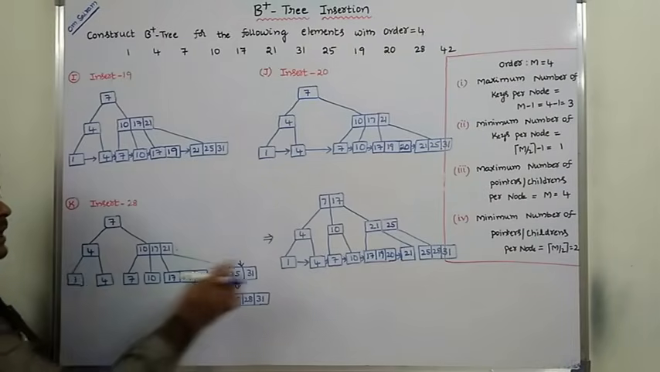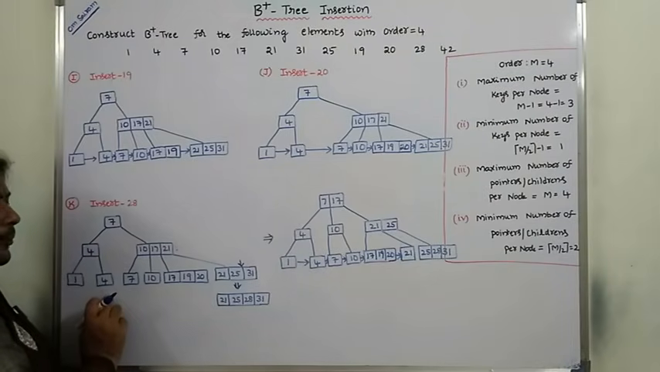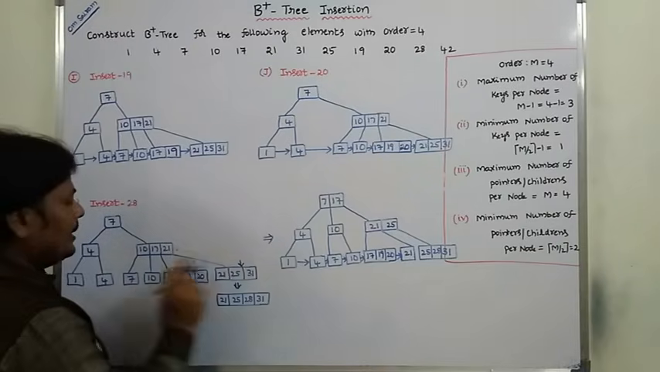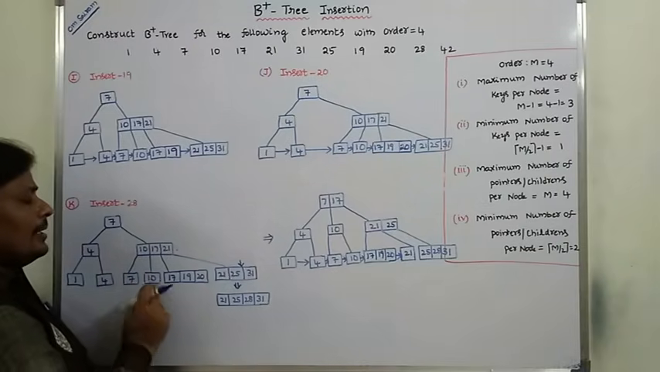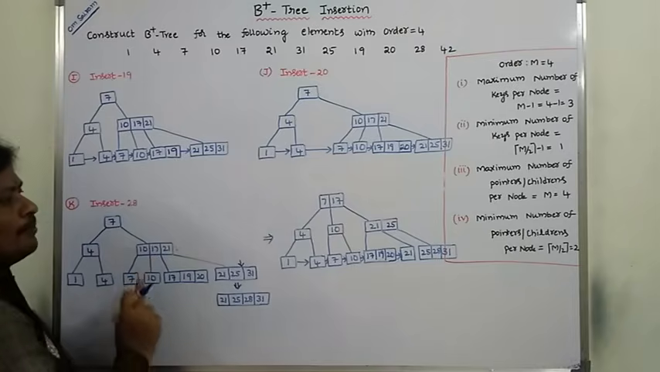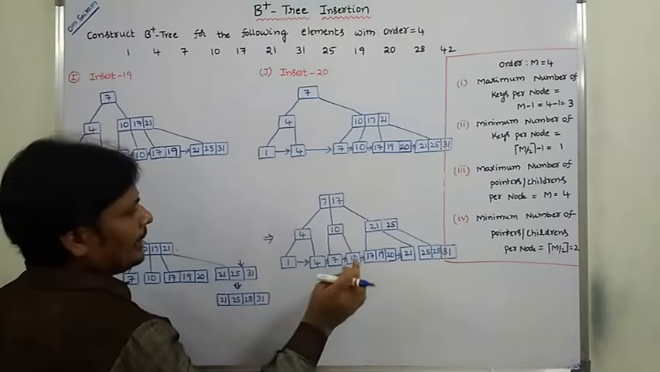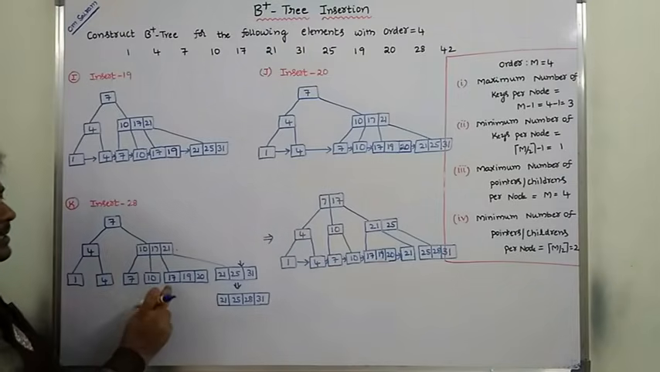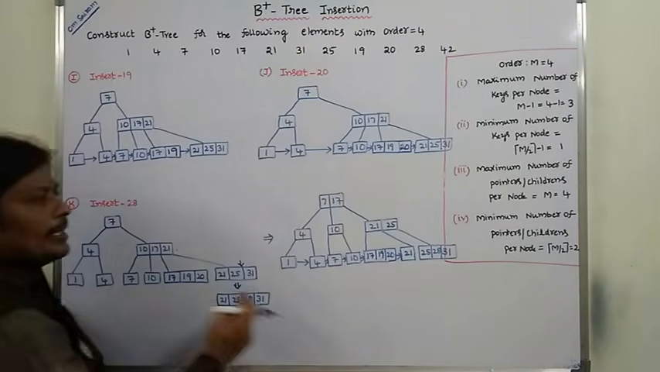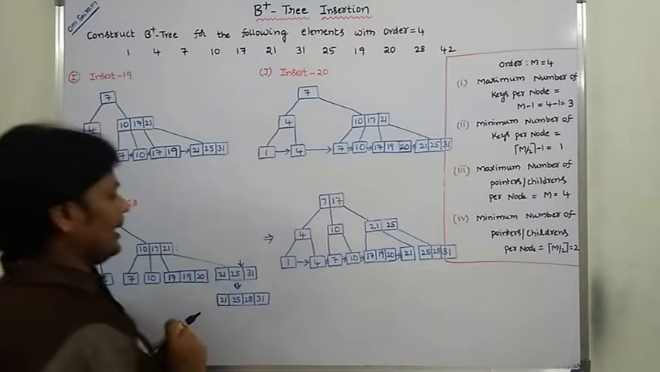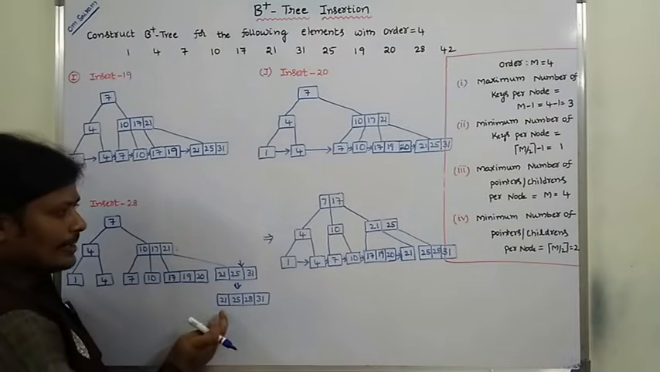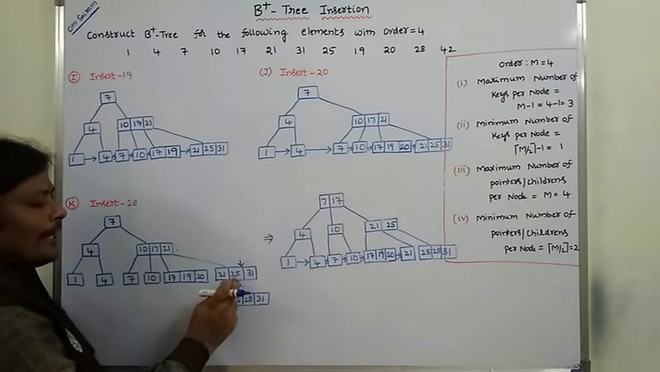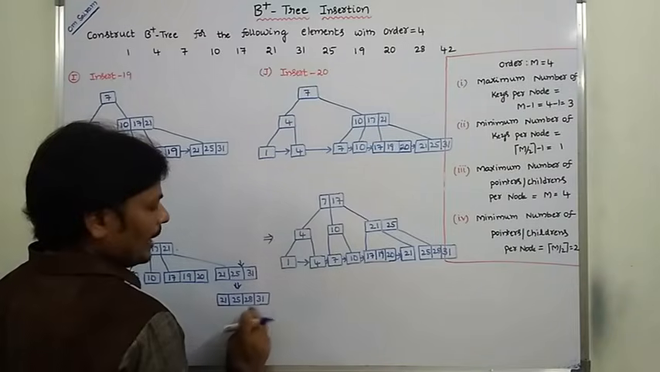Next, 4 left child is 1, 4 right child is 4. Next, 10 left child is 7, 10 right child is 10. Next, 21 left child is 17, 19, 20. Next, 25 left child is 21. 25 right child is 28, 31.